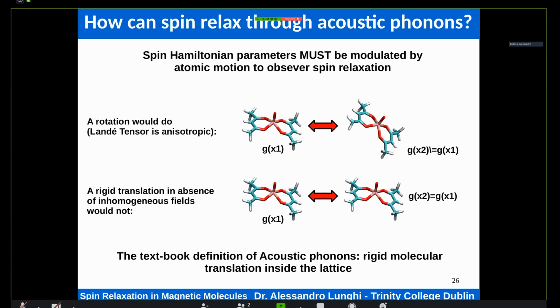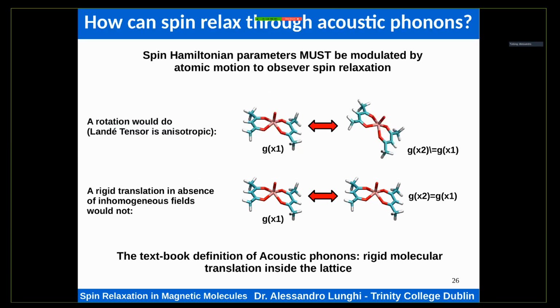However, if you have a rigid translation of molecules in space, assuming there is no external inhomogeneous field, this kind of motion cannot give you a spin-phonon coupling because the G tensor is invariant under rigid translation. However, if you think about acoustic phonons, usually these are thought of as a rigid translation. So it seems that we just said acoustic phonons are responsible because at the energy where we observe the relaxation there are just acoustic phonons available, but then acoustic motions cannot give any spin-phonon coupling.